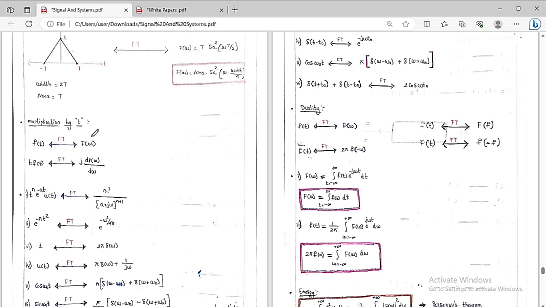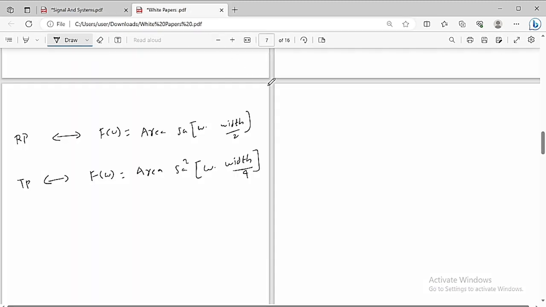So for f of t, the Fourier transform is F of omega. Then t into f of t has the Fourier transform j into dF of omega by d omega. So this one you have to keep in your mind. Therefore we can say, for f of t with Fourier transform F of omega, t into f of t has the Fourier transform j into dF of omega by d omega. So let me conclude here also.